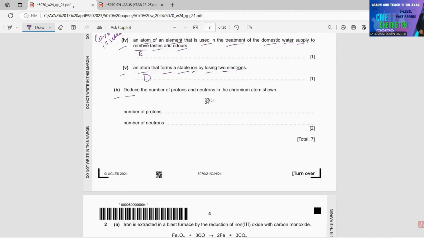B, deduce the number of protons and neutrons in the chromium atom shown. The small number is the proton number. So the number of protons must be 24. What about the number of neutrons? You have to subtract the proton number from the nucleon number. So 53 minus 24. The answer is 29. So 29 must be the number of neutrons.